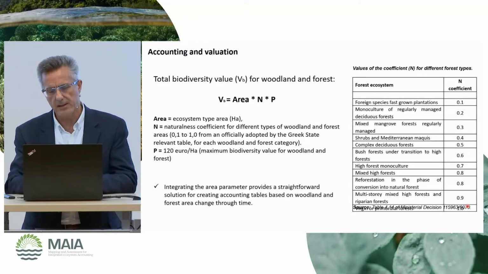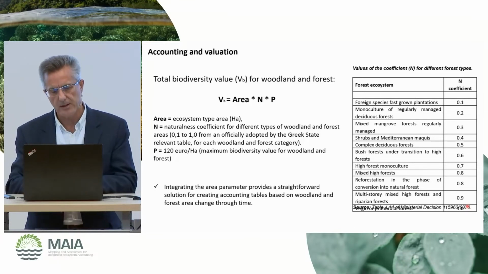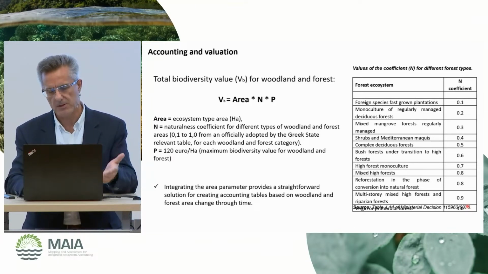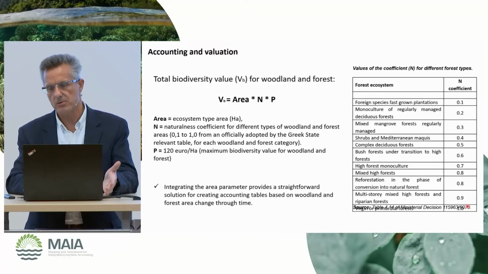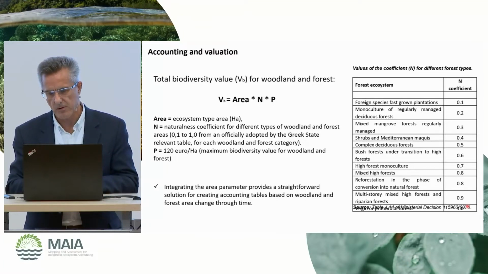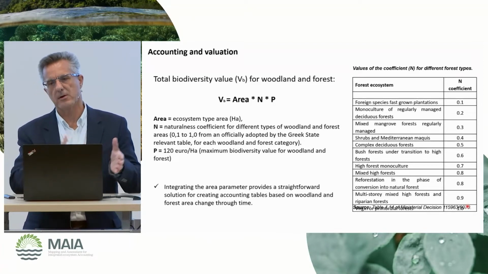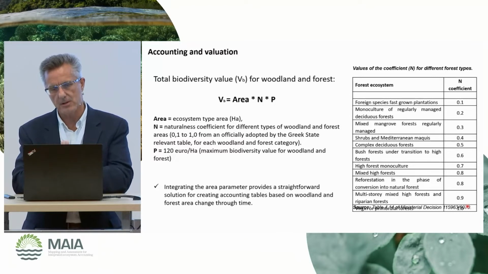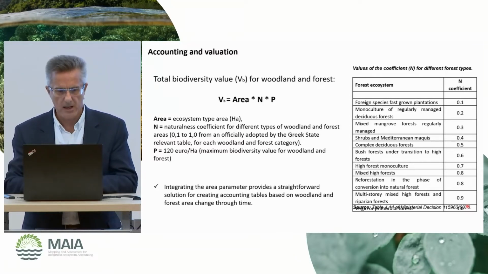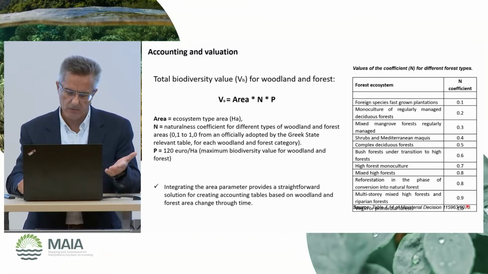So when we are integrating the parameter of area, this gives a solution for creating accounting tables based on woodland and forest area change through time. You realize that this was approved, this was made by the Ministry of the Environment in order to have a value for restoration of disturbed or destroyed woodlands, forest, and this is especially for woodlands and forest. But in our case, we adapted this equation in order to have also an accounting and valuation of the woodlands and forests for any region in Greece.